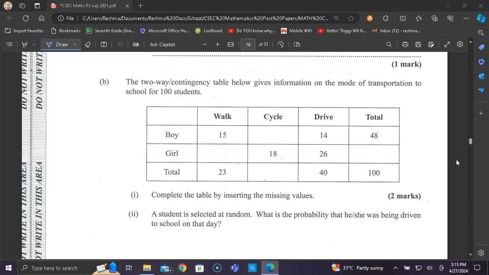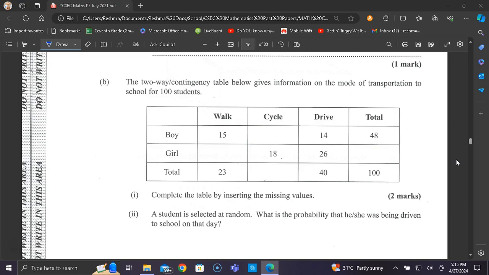This topic, which appeared on the revised syllabus from 2018, has to do with contingency tables, and this falls under the topic of statistics. This question is June 2021, question 5, part B.